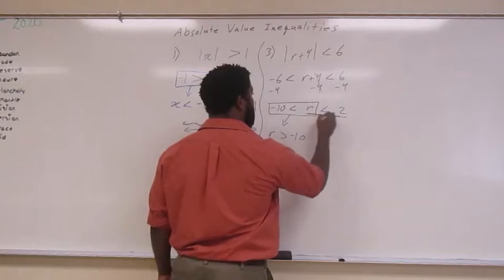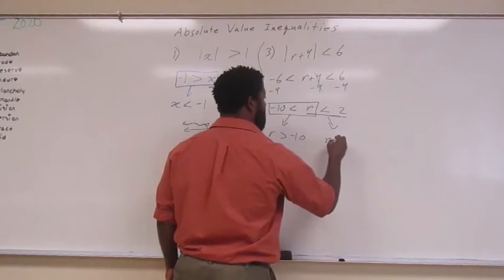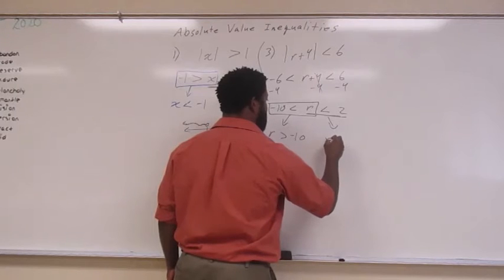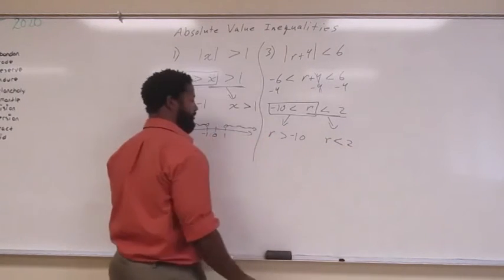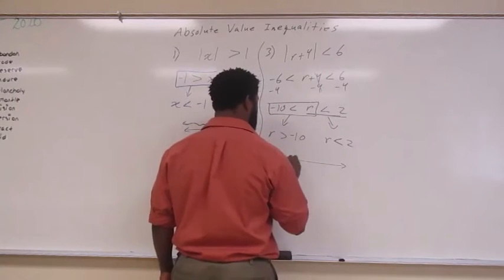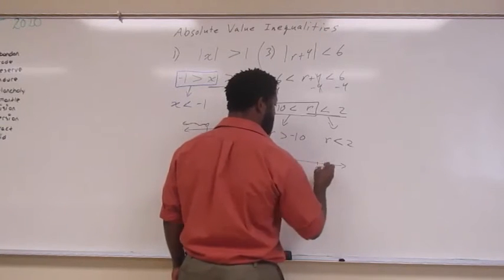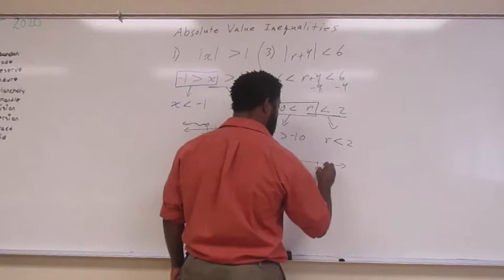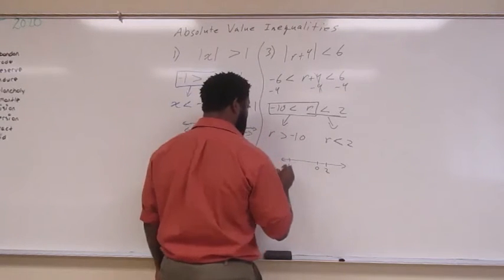Keep this part down. R is less than 2, okay? That way, you automatically know. Let me scoot the 0 over. Let me put 2 right there, and then -10 right here, right?